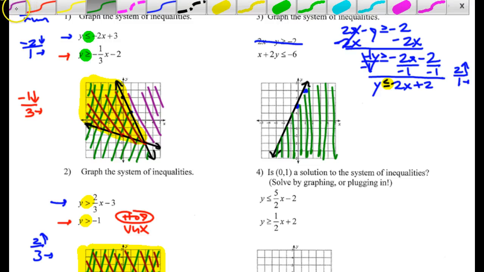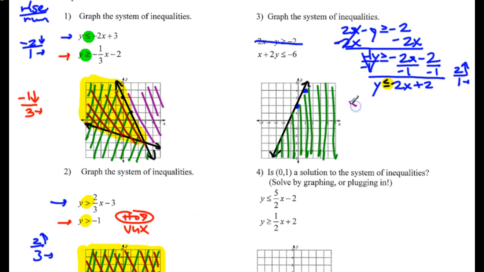Alright, and then now we need to solve this. So let me rewrite this one. X plus 2y less than or equal to negative 6. Solving for y, move this x. Opposite of x is minus x or negative x, however you want to say it. Those are gone. We're left with 2y. Less than or equal to comes down. Let's just put the x first. So it's negative x minus 6. Alright, and then we're going to divide everything by 2.